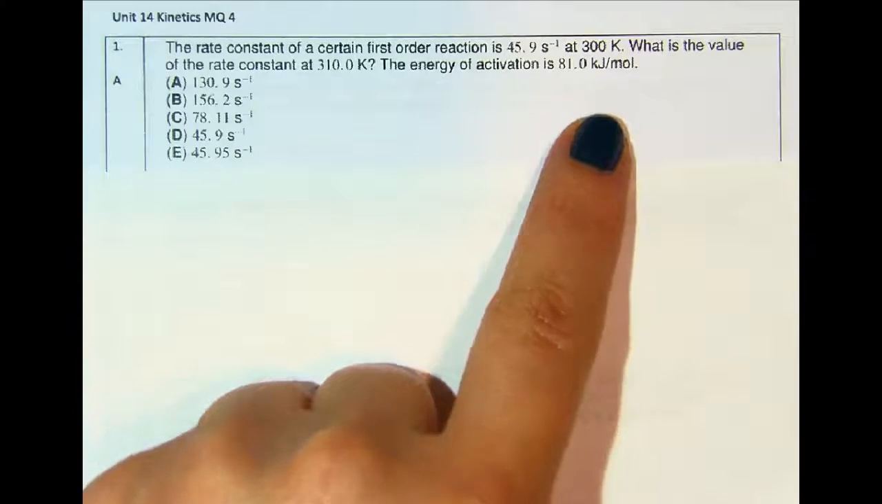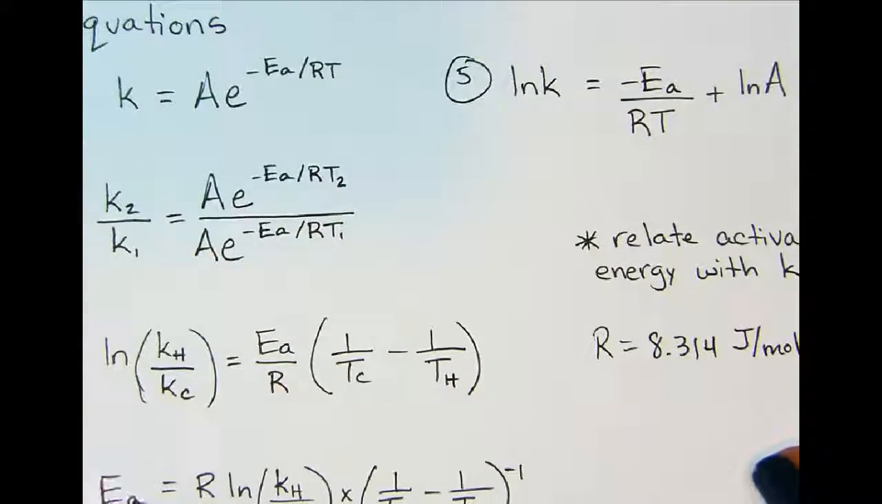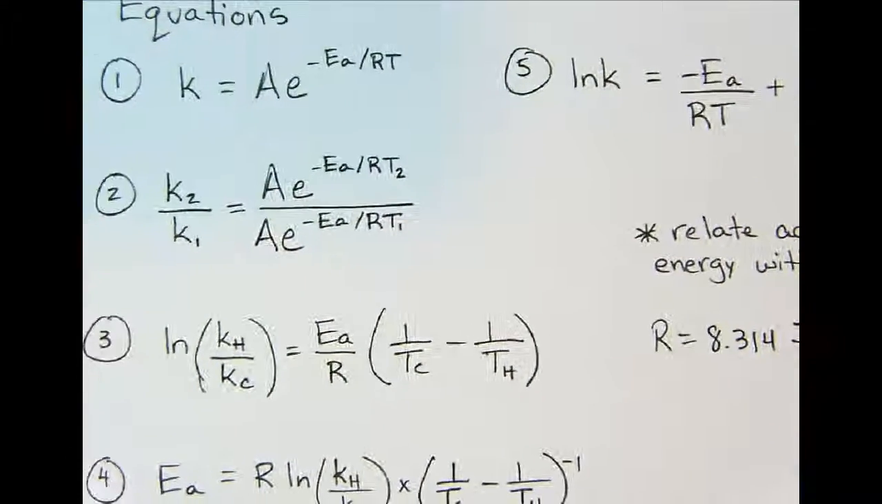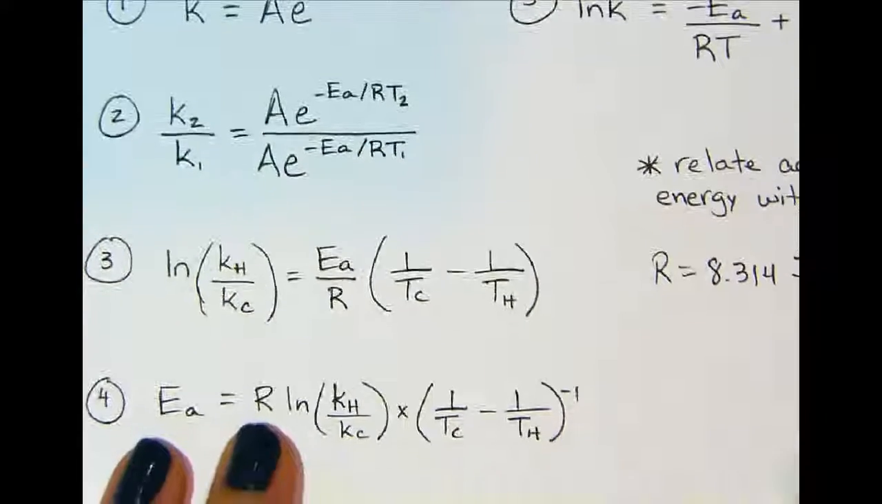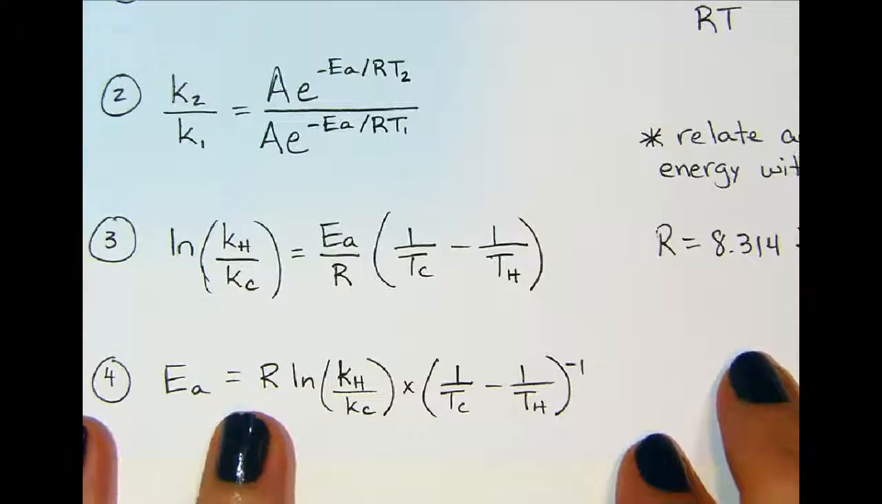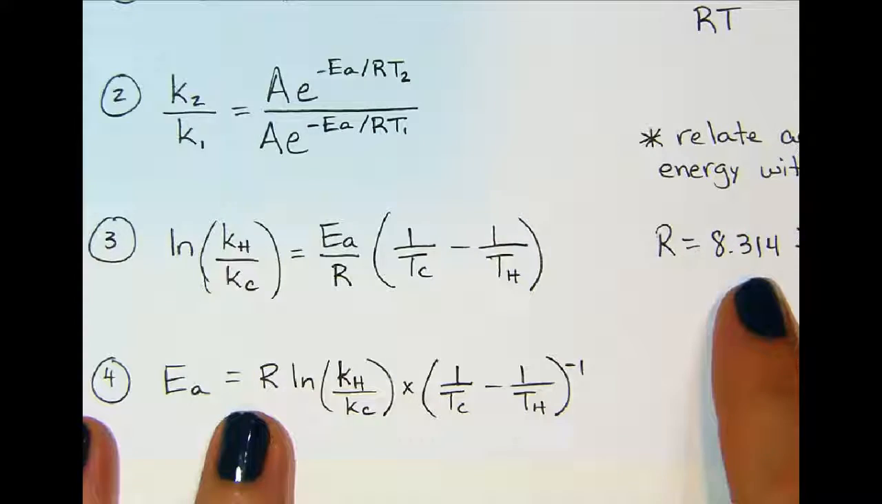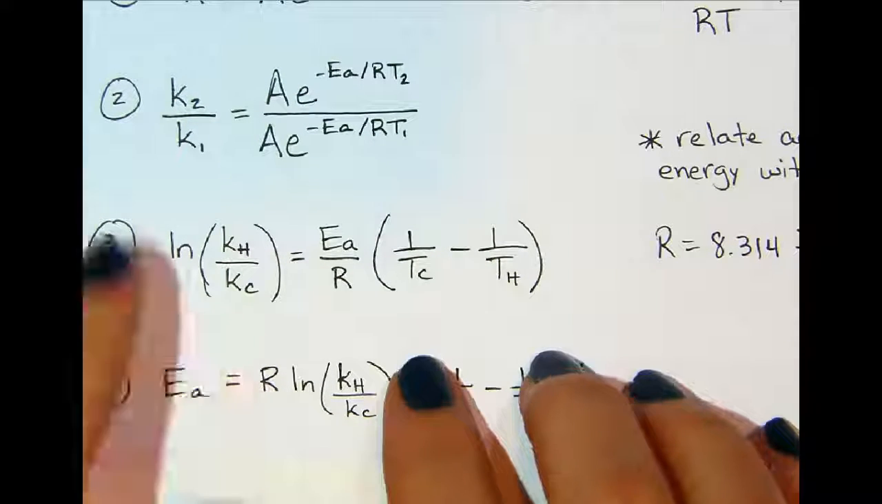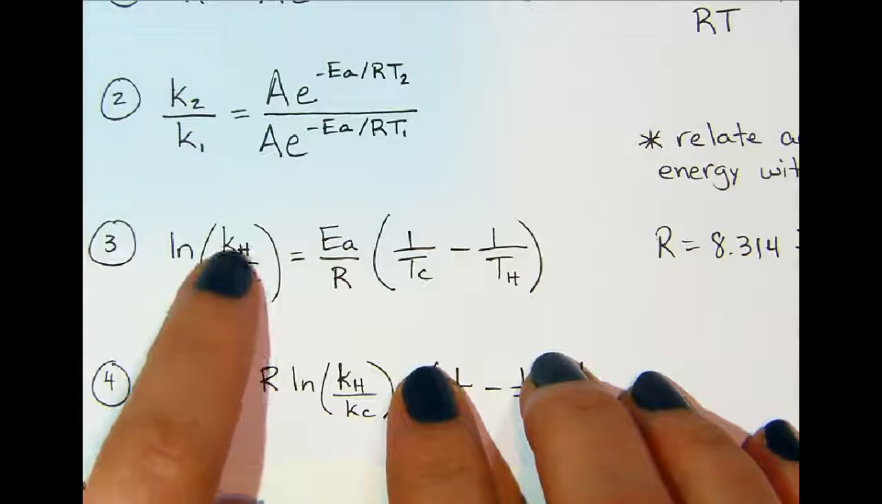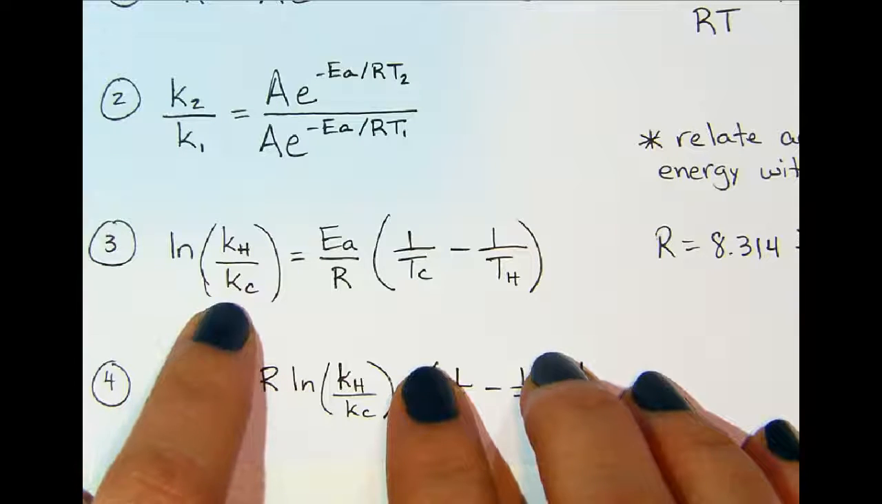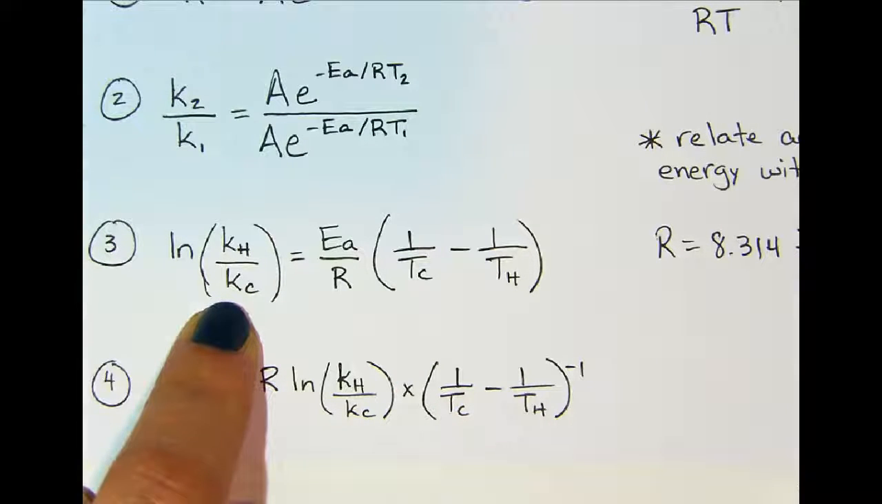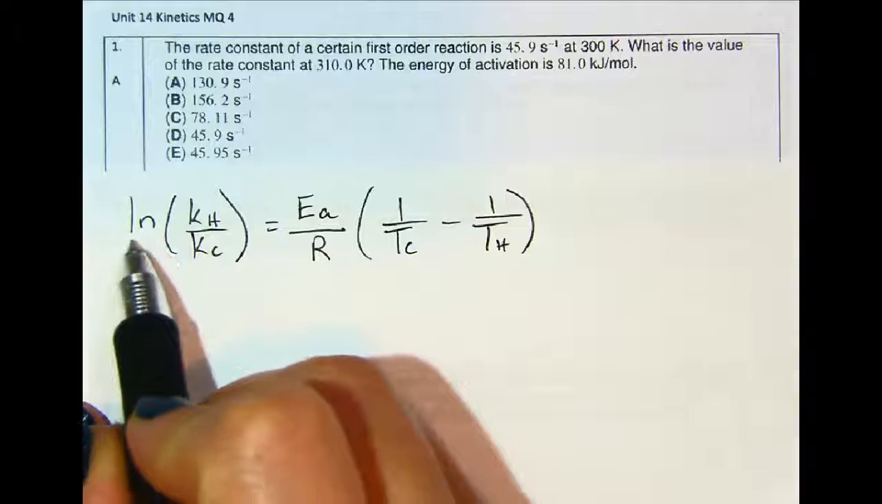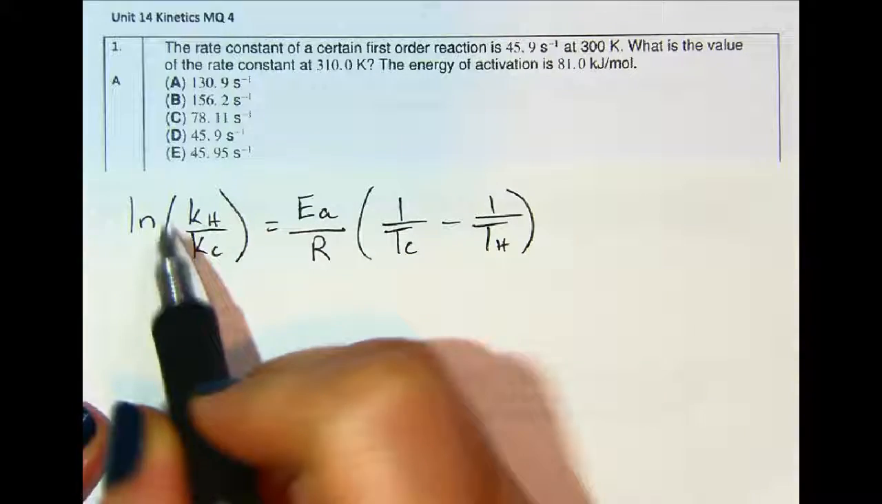81.0 kilojoules? So first we want to look at our note card of equations that involves activation energy, which would be this one. And we're dealing with two different temperatures, so you want to use either equation 3, 4, or 5. We're asked to determine one of the two rate constants, so I'm going to use equation number 3 for this problem. Now I'm going to take this and I'm going to separate them.